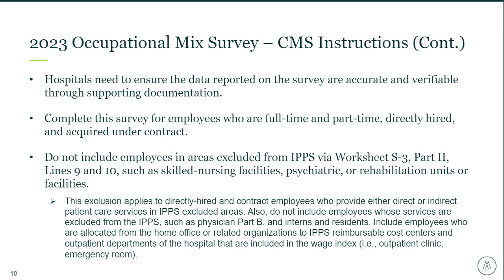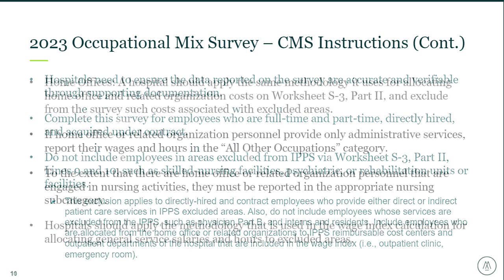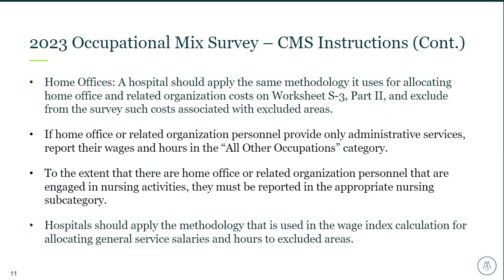If a provider has a home office or related organization, employees are allocated to the IPPS reimbursable cost centers and outpatient departments of the hospital. These are included in the survey and must be reported in the appropriate category. If the home office personnel are only providing administrative services, their wages and hours are included in the all other category.